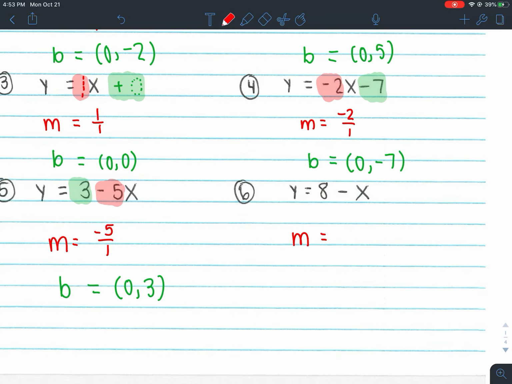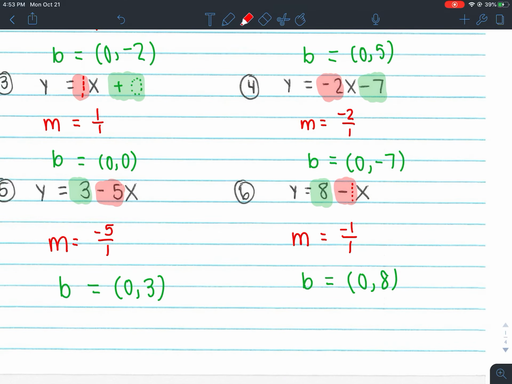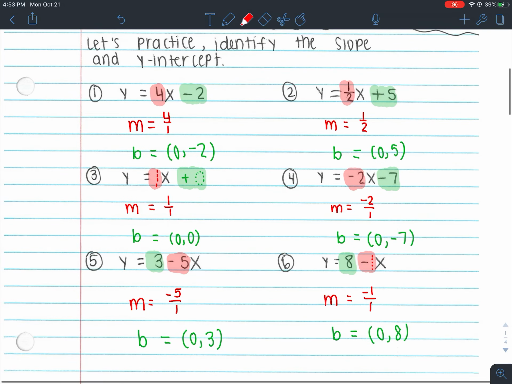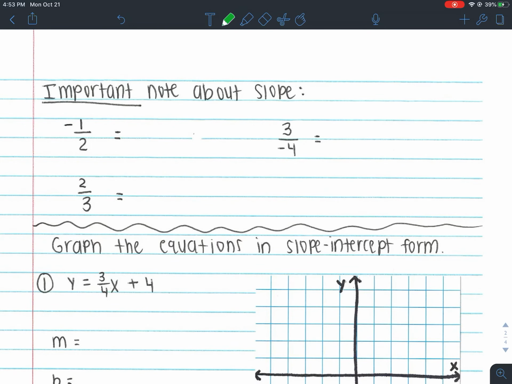Okay. Last one, number 6, we have our slope here of, now the number in front of the x is technically a -1, so we have -1 over 1. And then our y-intercept here is going to be (0, 8). So this one also had it out of order, but again, you want to make sure you don't get tricked by that too easily. Okay, so we're just identifying slope and y-intercept, and we're doing that because it's going to really help us graph later.